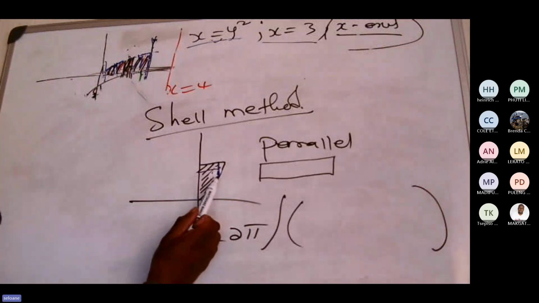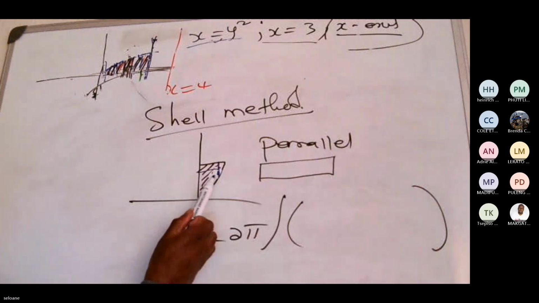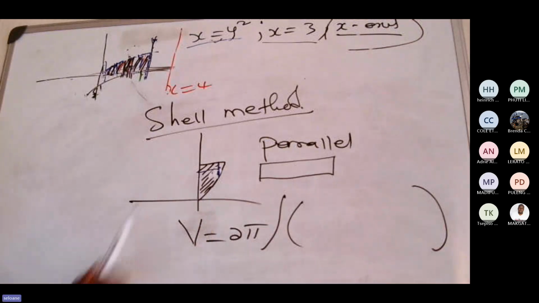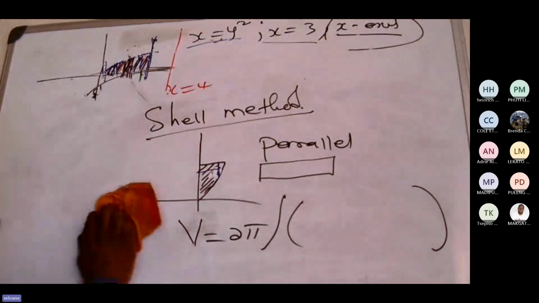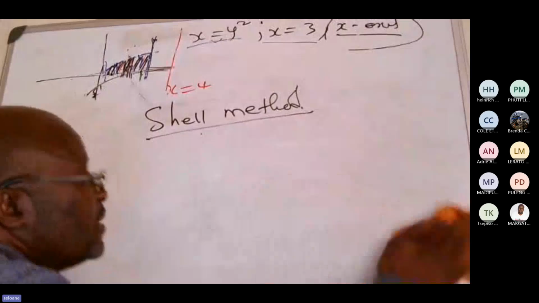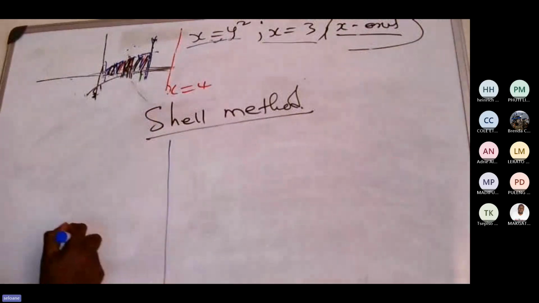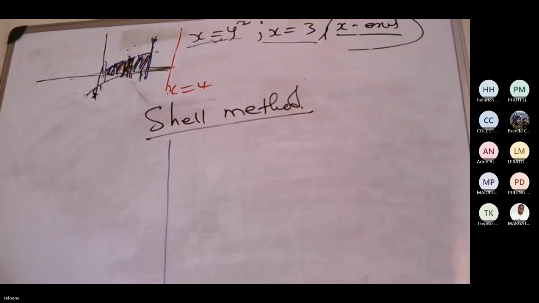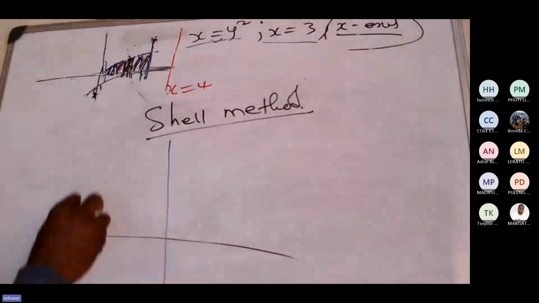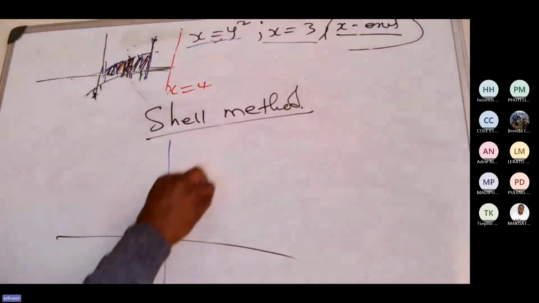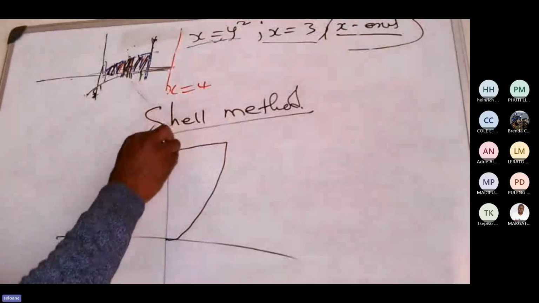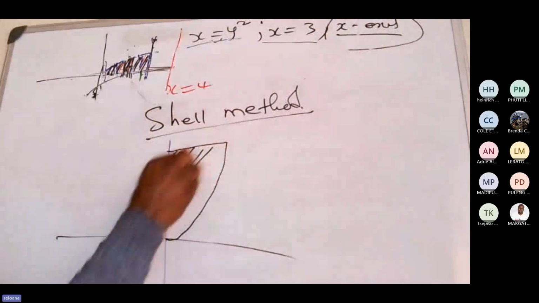We are not saying the distance from here to here. Hopefully you can see. Okay, let us make a very big diagram so that everybody can see, including myself. You have something like this. And if you can't see, please tell us. You have something like this, something like this. This is the region.